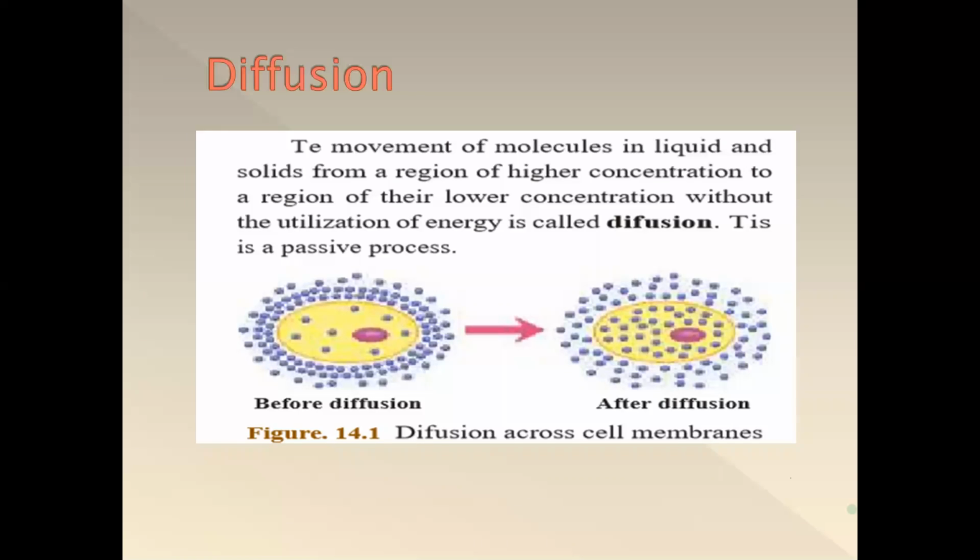Understood? Yes. So here you have one small diagram, before diffusion, after diffusion. So when the root hairs absorb the water, nutrients, minerals, how is it? It diffuses and goes to all the lower concentration areas, so see how the movement happens. That is the simplest diagram. Okay, so this diffusion takes place across the cell membranes. Okay, it is carried from one place to another. Right? That is your diffusion.